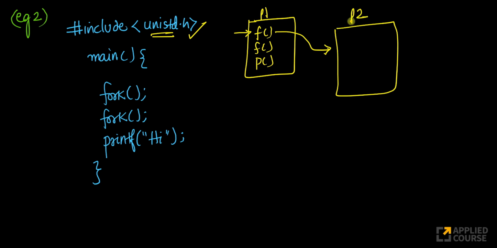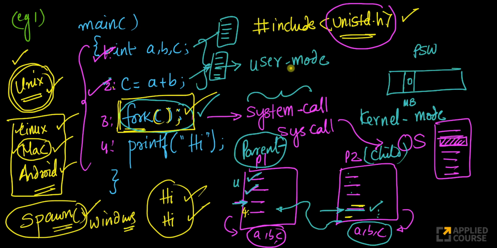Let's call this process P2. In this P2, the same code, or the same instructions, are copied. But where does it start running from? Look at this. It starts running from this line. What did we discuss a while ago? The child process starts executing from the line after the fork line.